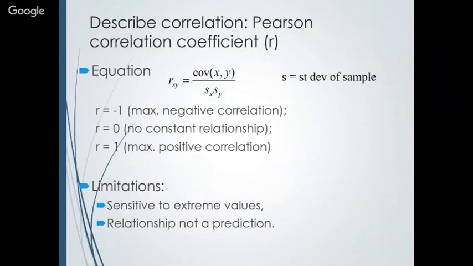So the limitations of correlation: it is sensitive to extreme values. Suppose two variables are there, and in one variable some extreme values are there, then it will affect the correlation analysis. And it shows a relationship, not a prediction. Correlation analysis tells us whether there is a relationship between two variables, whether it is a positive or negative relationship, or that there is no relationship. But we can't use this analysis for prediction.